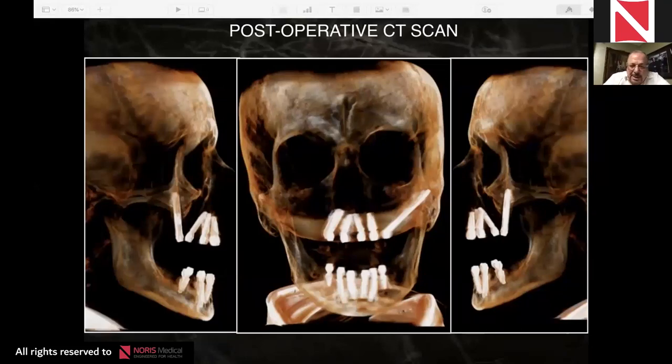So you can see here on the maxilla again, I can't, my printer, no, it's okay. It just does it when I go to these. I can't use the arrow.